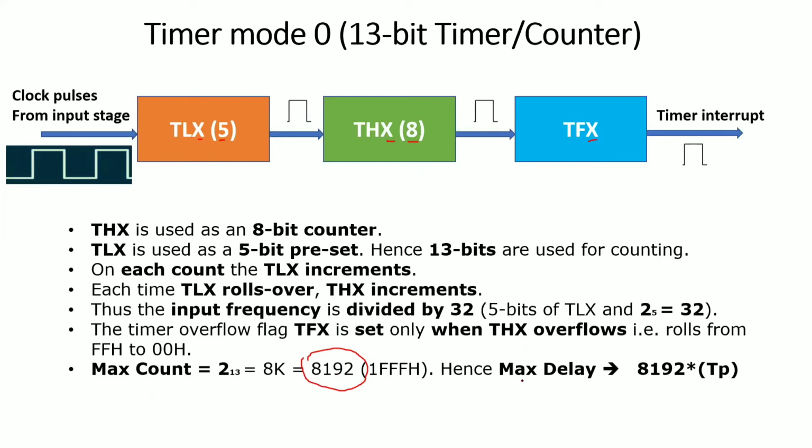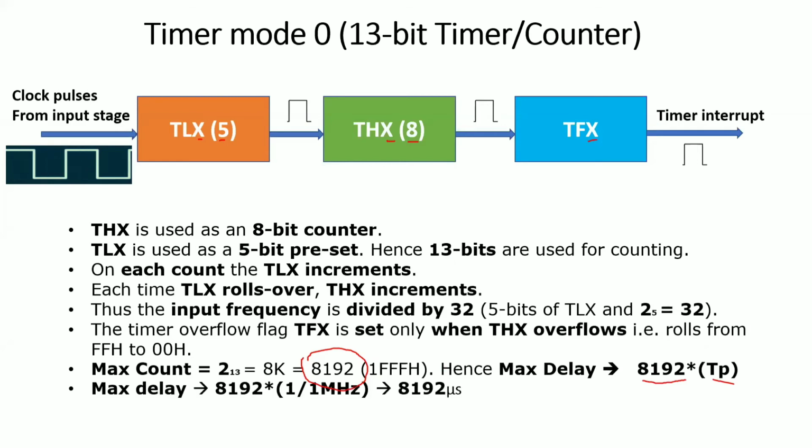And if you want to calculate the maximum delay, how do you get it? I told you, multiply the maximum count by the time period. That gives the total delay. What is the time period? I told you we divide the clock frequency by 12, so I am getting 1 megahertz. For 1 megahertz, the time period is 1 microsecond. So 8192 into 1 microsecond is 8192 microseconds. This is your maximum delay.